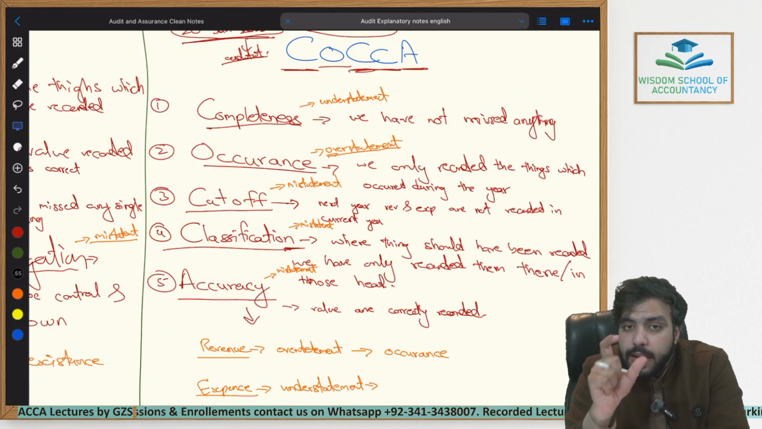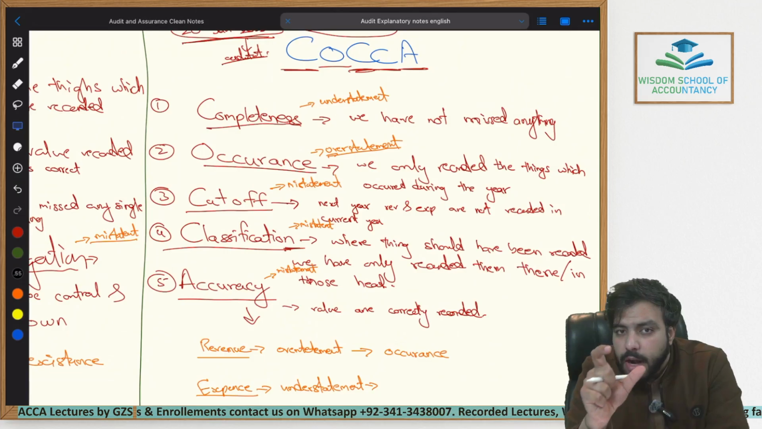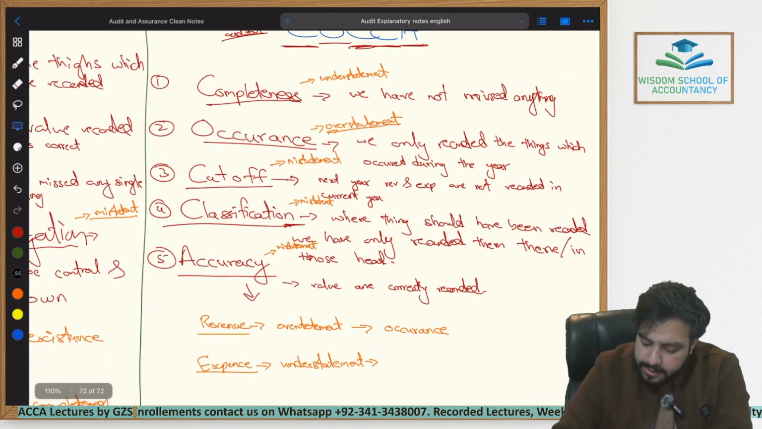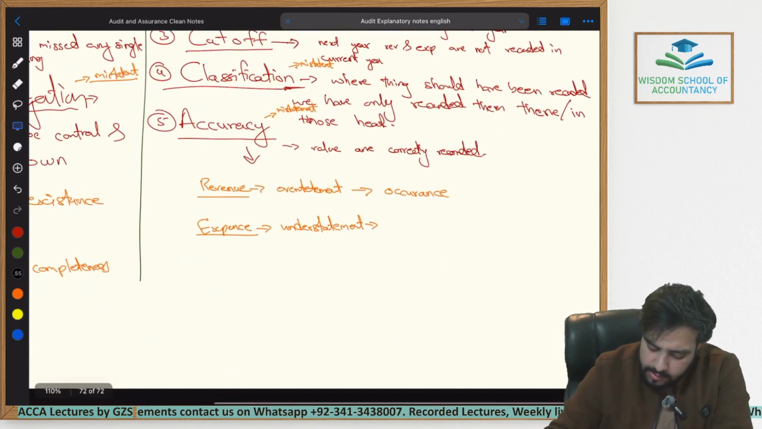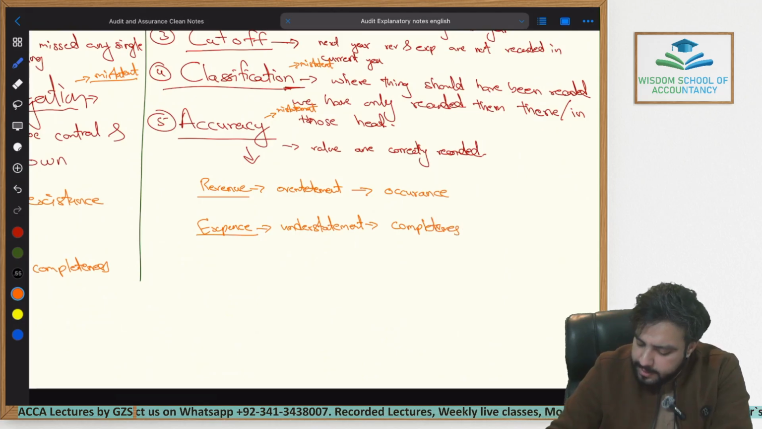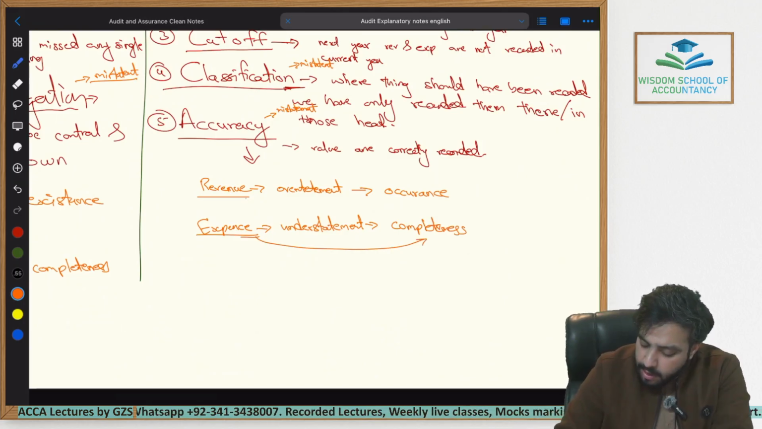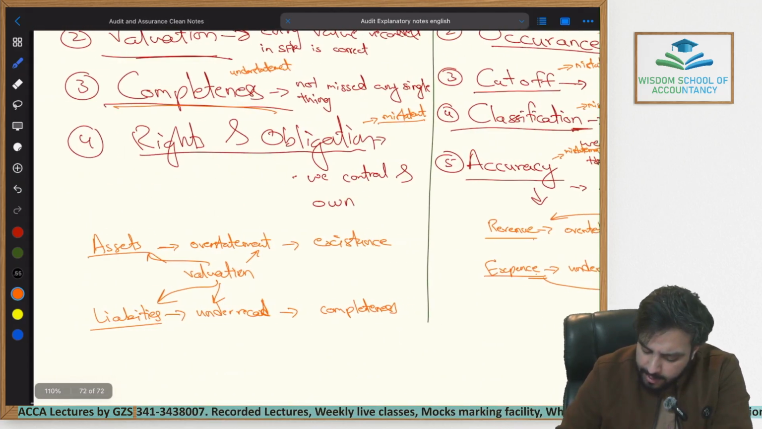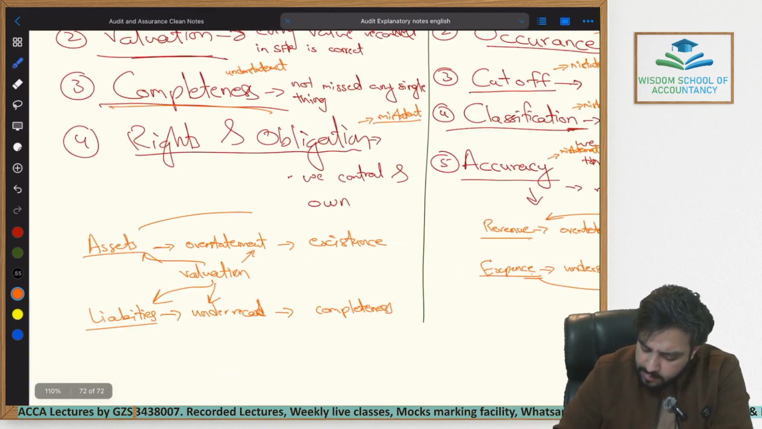And what would they like to majorly under record, understate? Expenses. So completeness is majorly linked with understatement. Understatement and expenses. So completeness is one of the main assertions for expenses. Occurrence is one of the main assertions for revenue, and completeness is one of the main assertions for expenses. Just like that, for assets, one of the main assertions that management has is existence, and for liabilities, one of the main assertions that they have is completeness.